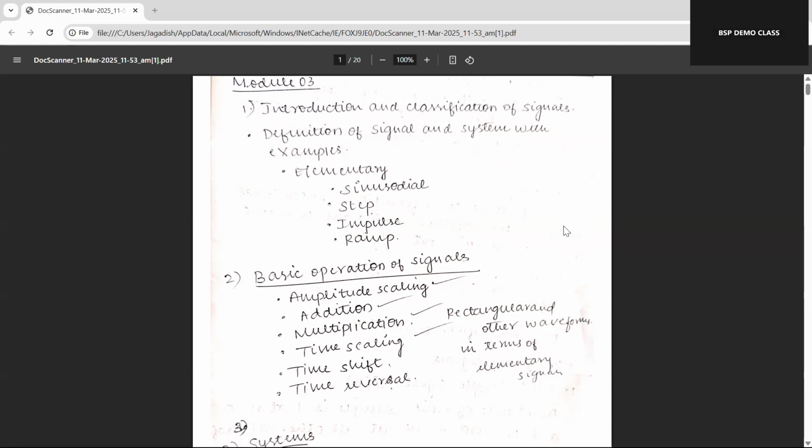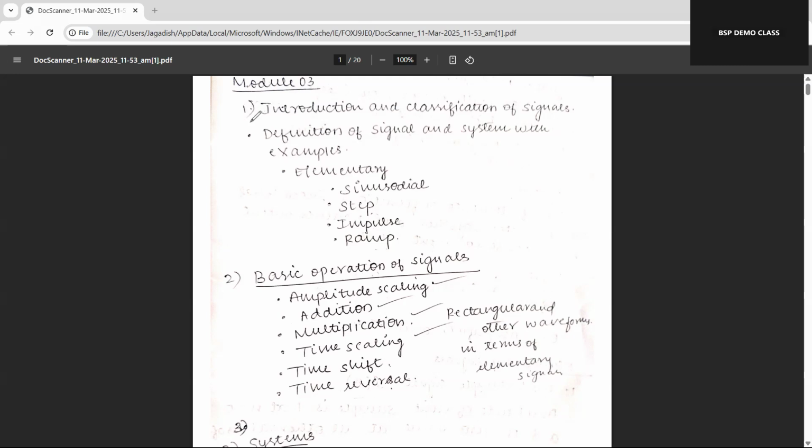This module 3 will be the basic one for 4 and 5. If you know module 3 correctly, you can solve the problems asked in module 4 and module 5 also. Module 3 is the basic one which you have to learn properly. So first, according to the syllabus, the classification is done on three bases.